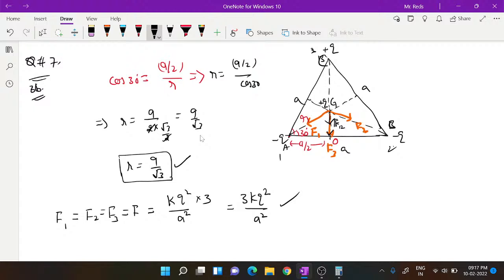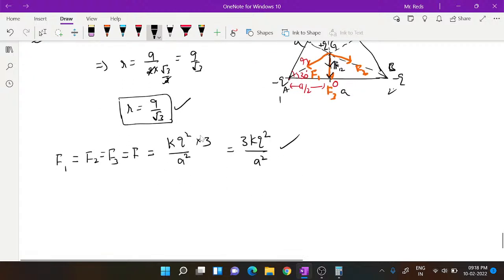Let us say the resultant of 1 and 2 is F12, and this will add up with F3. So the final total force acting is equal to the resultant of 1 and 2 plus F3. Got it? Let us find the resultant of 1 and 2 separately.